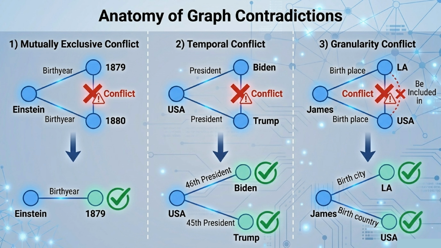Let's look closer at these contradictions. They typically fall into three categories: mutually exclusive conflicts, like assigning two different birth years to Einstein. Temporal conflicts, such as confusing the timeline between U.S. Presidents Biden and Trump. And granularity conflicts, where birthplaces might conflict between a specific city like LA and a broader country like the USA.